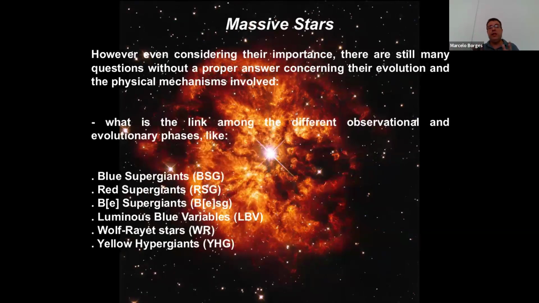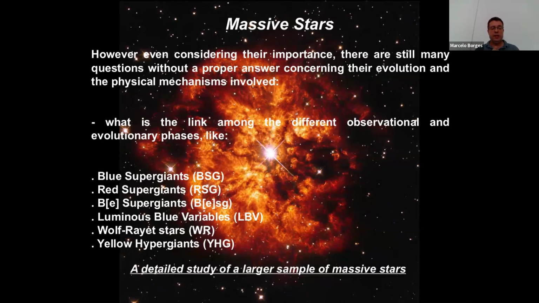In addition, we don't know the link among the different evolutionary phases. We don't know the link between the blue supergiants, the red supergiants, the yellow hypergiants, the LBVs, and Wolf-Rayet stars, for example. So definitely a detailed study of a large sample of massive stars is necessary to understand these very important objects. And we need to identify new massive stars.